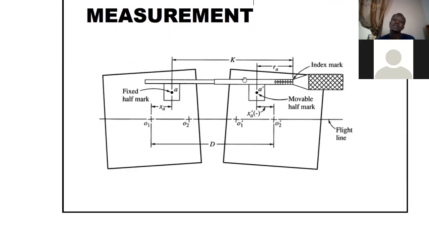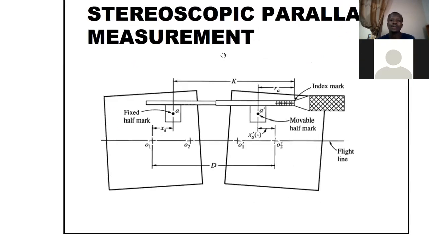It's very interesting. A few things to note about this parallax bar is the constant K over here, and then the reading that we take to any 2 conjugate points. So A and B, A and A prime are actually known as conjugate points.